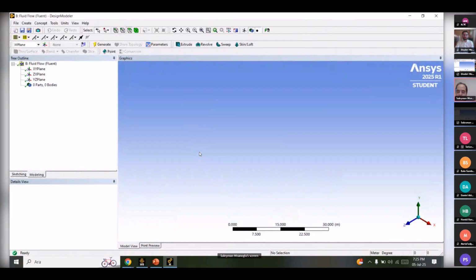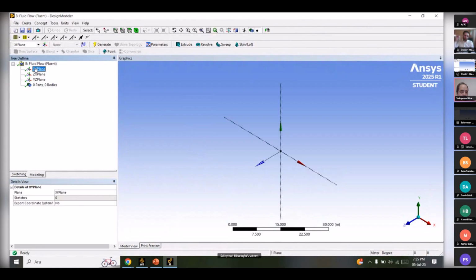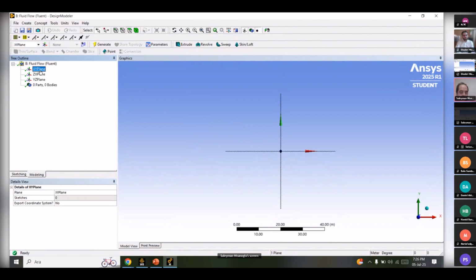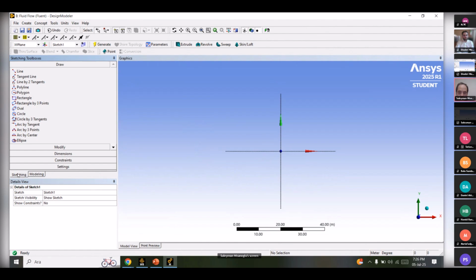Here, I will draw a rectangle. Here, the short side of this. Look, I click Look At for XY plane and click New Sketch. Select this sketch and here, Sketching. Also, I want to change the unit from meter to millimeter.